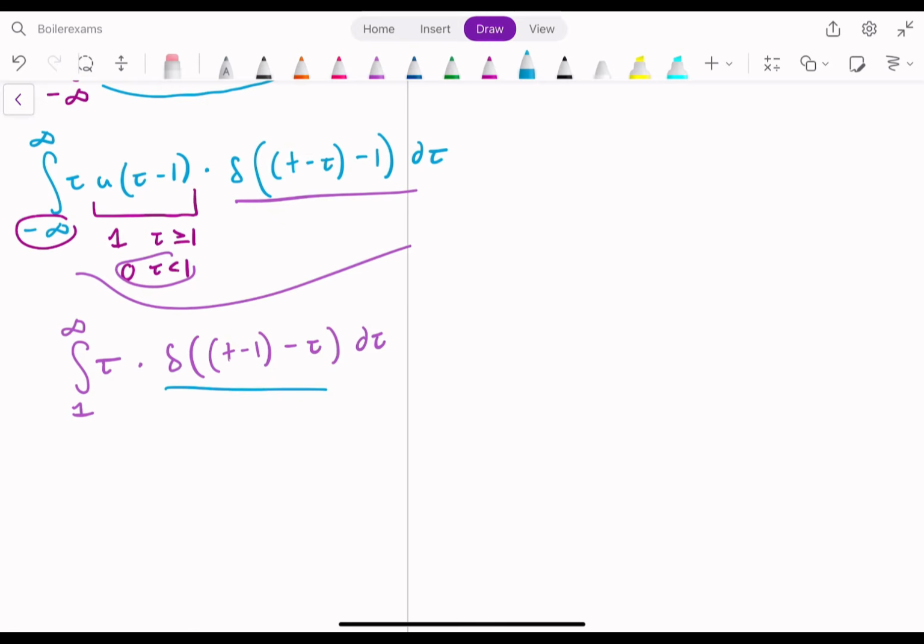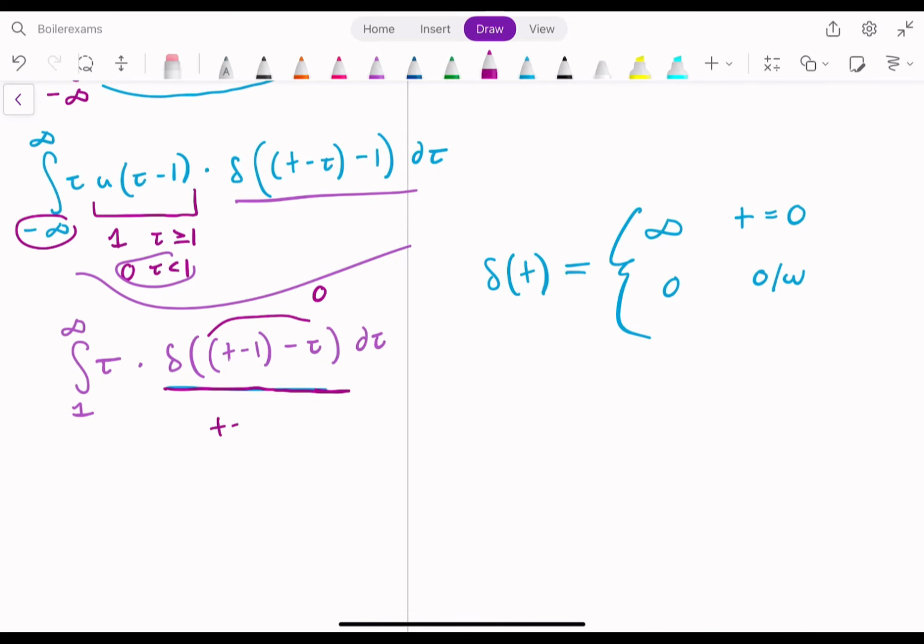The reason I'm doing that is as a reminder of what this Dirac delta function is. The Dirac delta function is equal to infinity within continuous time when t is equal to 0, and it is 0 for all other times. Therefore, the only time that this Dirac delta function will return any value is when this inner value is equal to 0. So t minus 1 minus tau has to equal 0, and so t minus 1 is equal to tau.